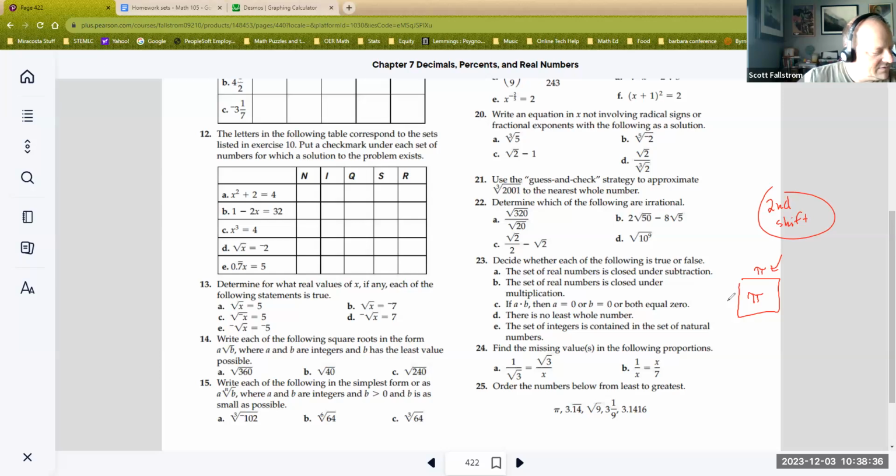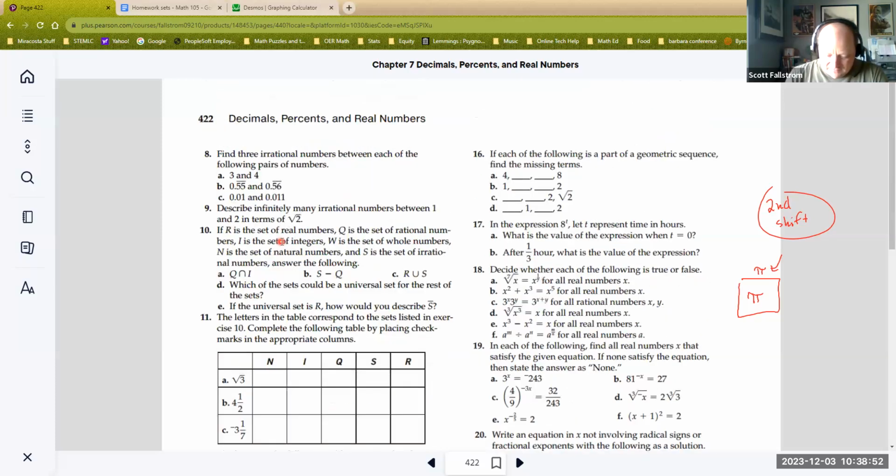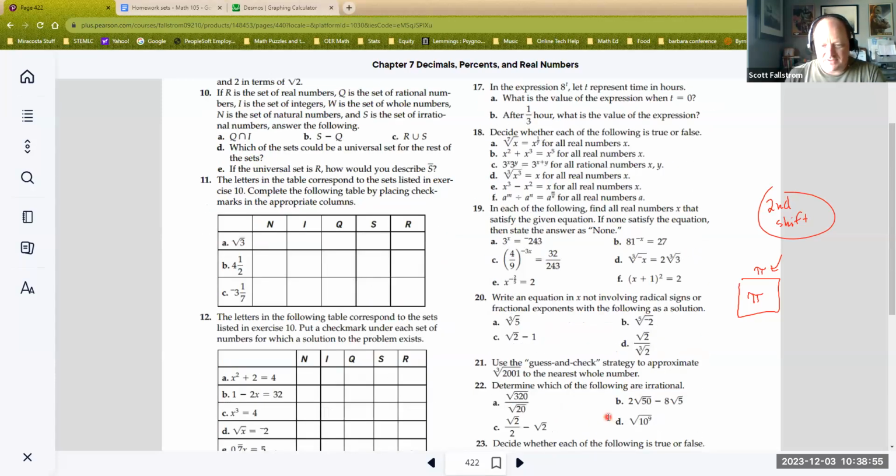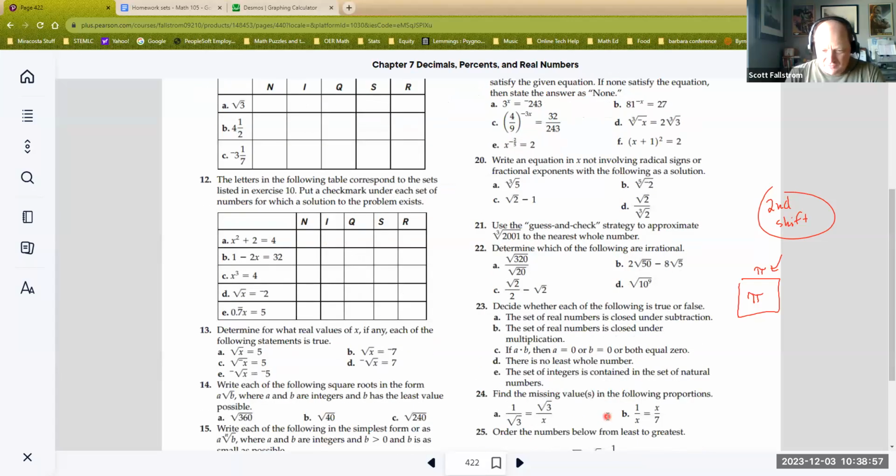And I'm going to write down their typo here because that's pretty sad. Kind of a big one there. If A times B, if A times B. Oh, goodness. Oh, what page is this? Page 422, question number 23C. If A times B. And they mean if A times B equals 0. Okay. Good gracious.